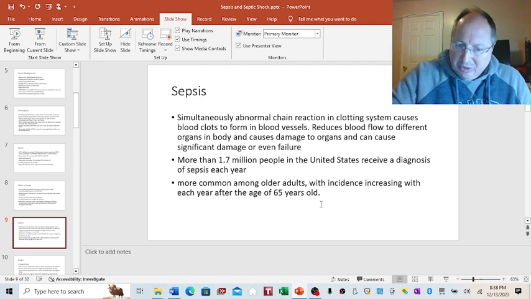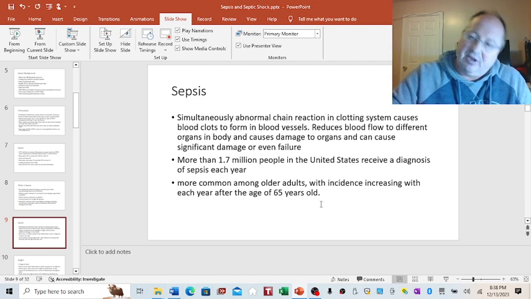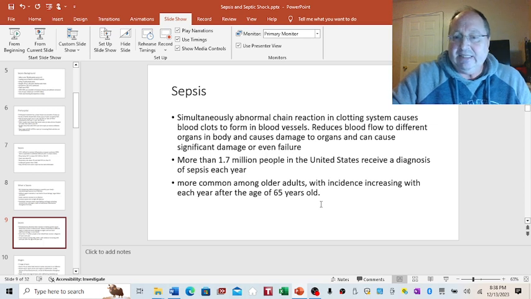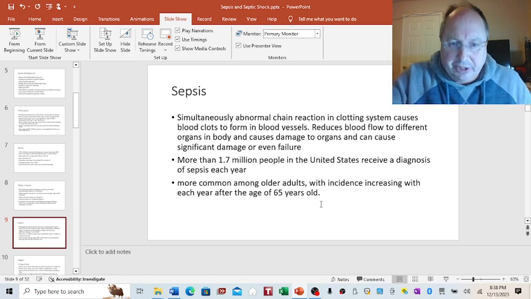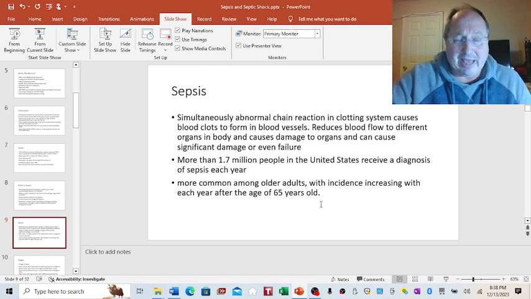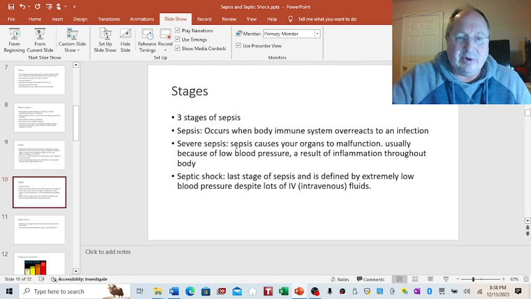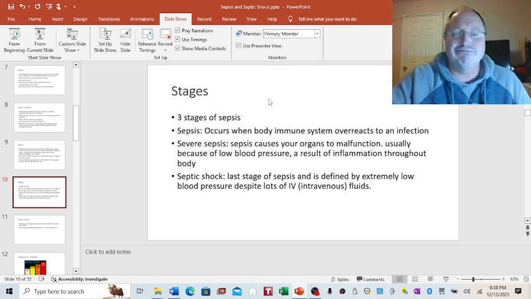It's more common in older people, above 65. We also see it in kids. This is something where you're not going to think, oh, this person doesn't have sepsis because they're 30 years old. Well, no, they can. It can happen. So you just have to be aware of it. There are 3 stages of sepsis, still kind of recognized.